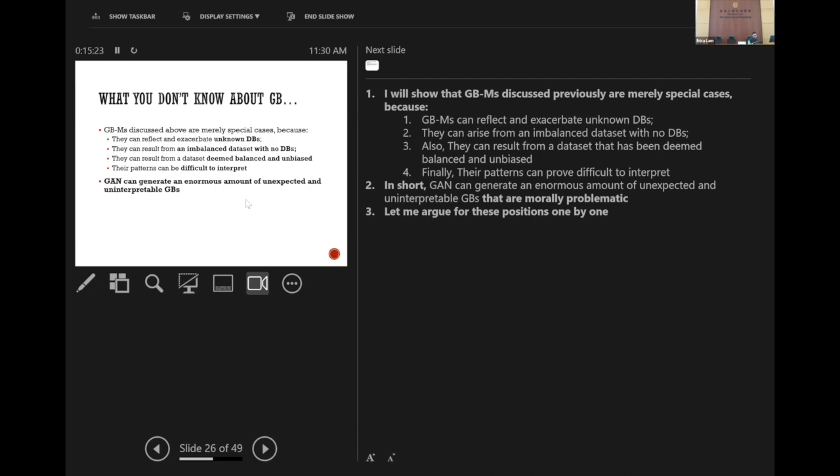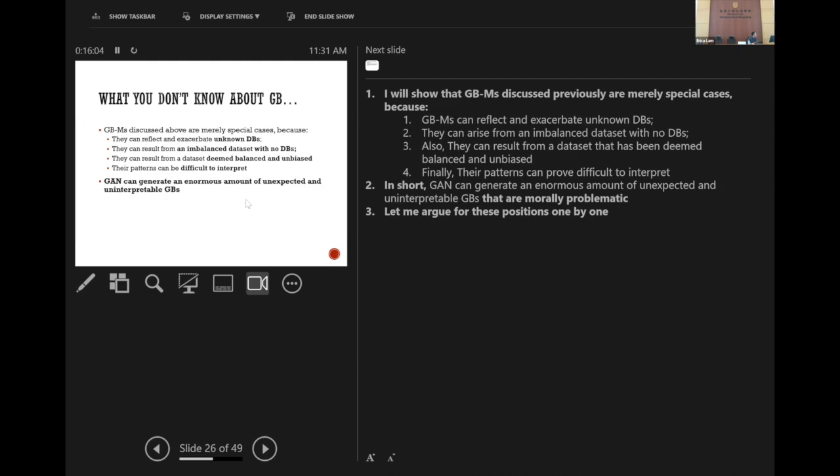What I will show is that the generative biases discussed previously really are just special cases of a much more general phenomenon, right? Specifically, GBMs can reflect and exacerbate unknown dataset biases, and they can also result from an imbalanced dataset with no dataset bias at all. They can even result from a dataset that's perfectly balanced and unbiased. Moreover, their patterns can be quite difficult to interpret. So what happens is GAN will end up generating enormous amounts of unexpected and uninterpretable generative bias that has the potential to cause harm.